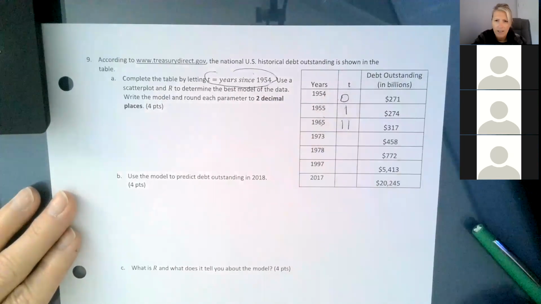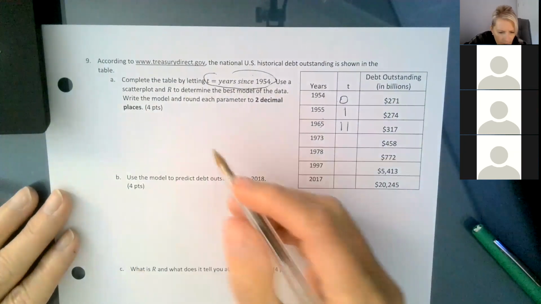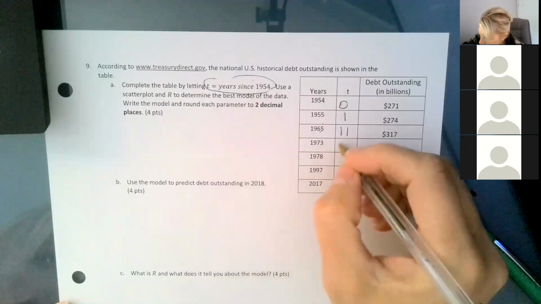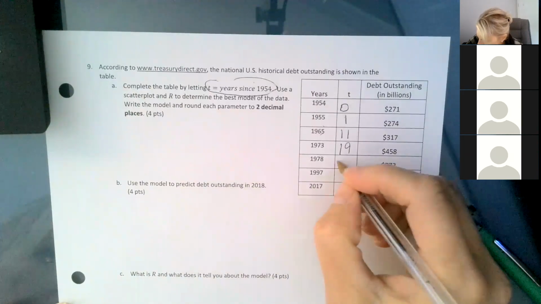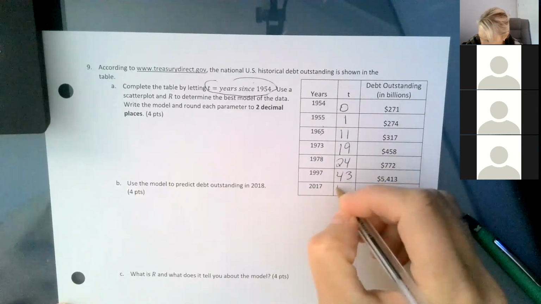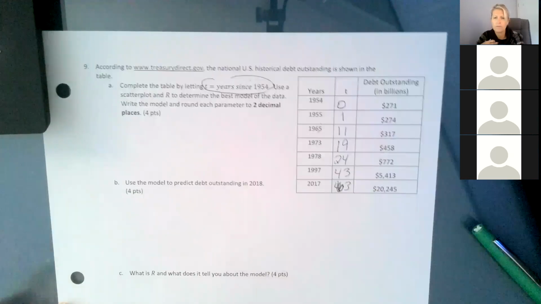And then 1965 subtracting 1954 is 11. Then we get 1973 minus 1954 is 19. And then 24, 43, and 40, oops, 63 is the last one. Sorry about that.